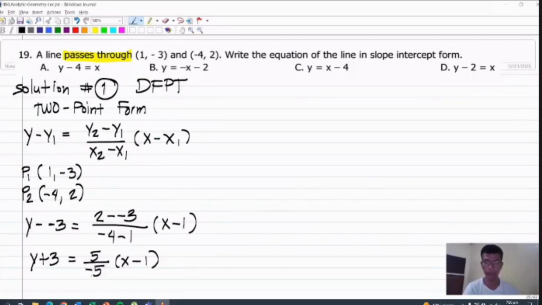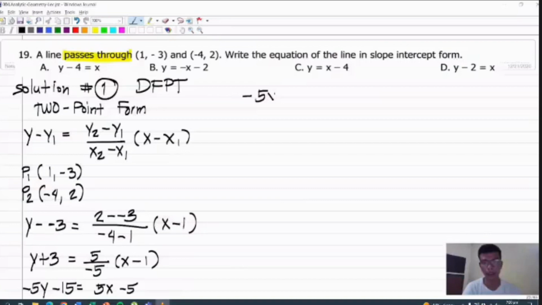So, i-cross-multiply natin yung negative 5, i-distribute natin dito sa left side. And that will give us negative 5y minus 15. And then yung 5 sa numerator ay ma-distribute naman kay x minus 1. So, ito ay magiging 5x minus 5. So, ilipat na muna natin siya dito. Yung negative 5y minus 15 ay magiging equal to 5x minus 5.